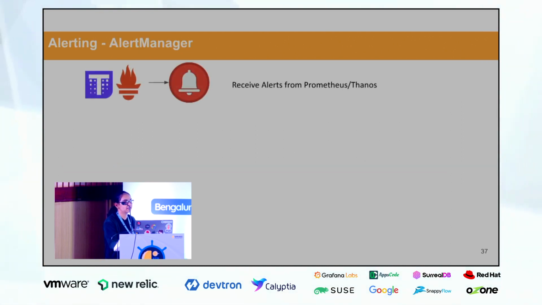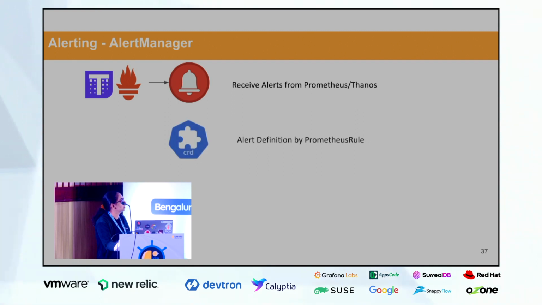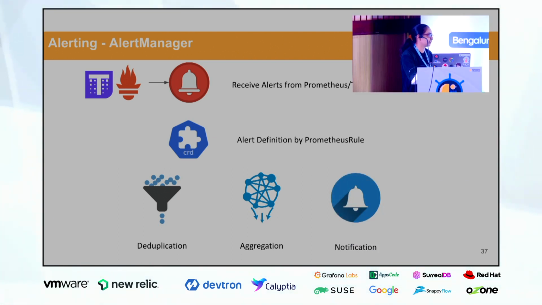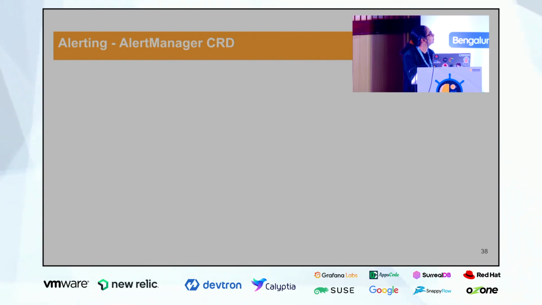So next is Alert Manager. Like I said in the beginning, it is used to receive alerts from Prometheus. Whatever alert definitions have been defined in the Prometheus rule will be evaluated by Prometheus and sent to the Alert Manager. It supports deduplication so that we don't get multiple alerts for the same issue. It also helps to aggregate the alerts, and to send notifications across different channels.